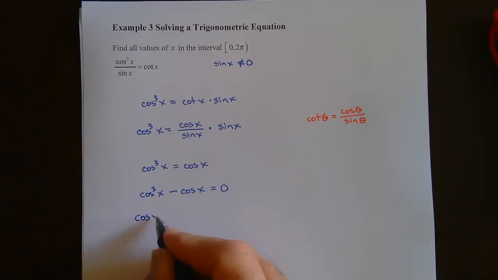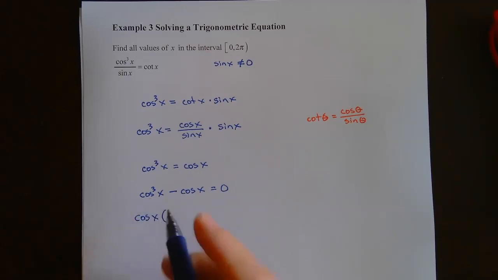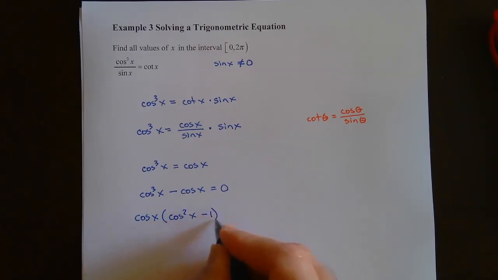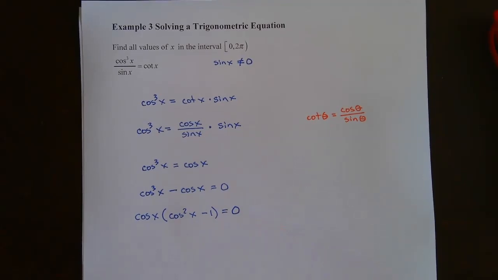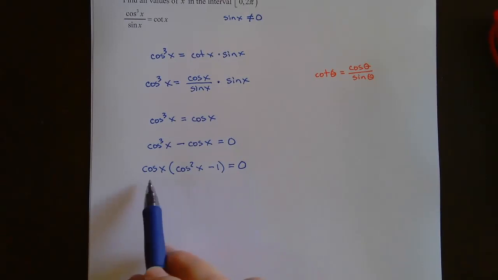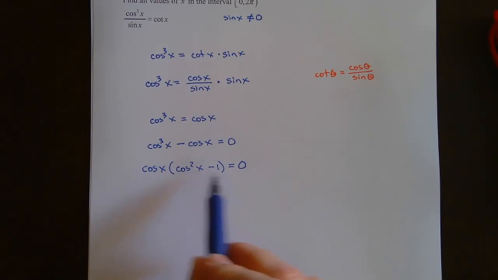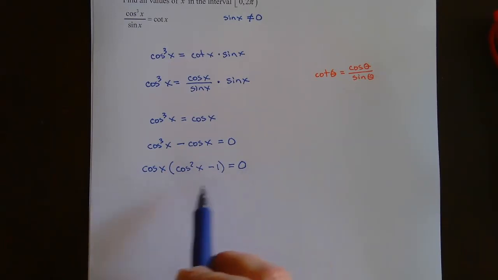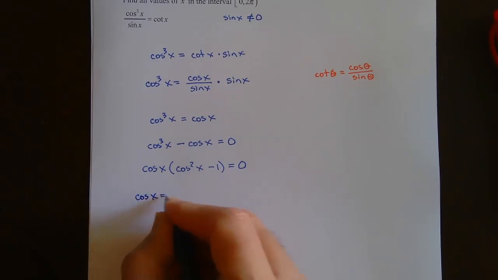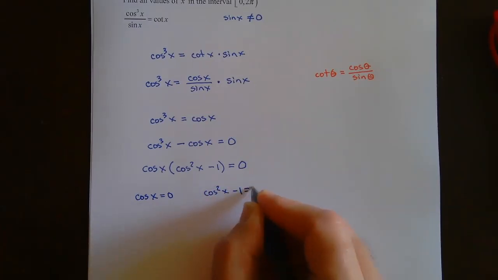So cosine of x times, if we factored a cosine x out of this, we'd be left with cosine squared x minus 1 is equal to 0. So what can happen here is cosine x could equal 0. We're going to use the zero product property. We have a product here, cosine x times this is equal to 0, so one of those two things must be 0. And that's the zero product property. So cosine x is equal to 0, or cosine squared x minus 1 is equal to 0.